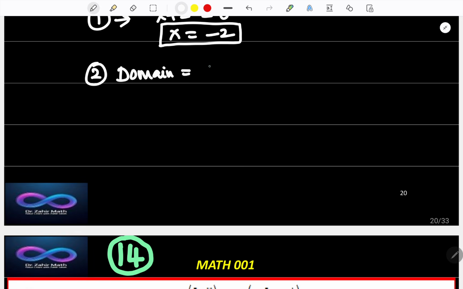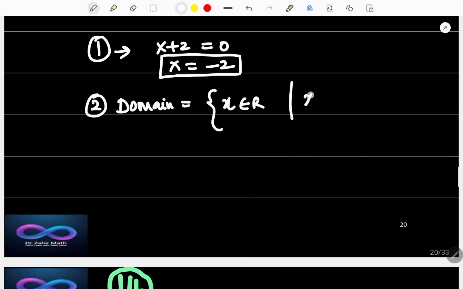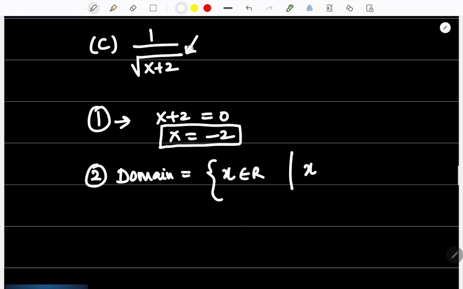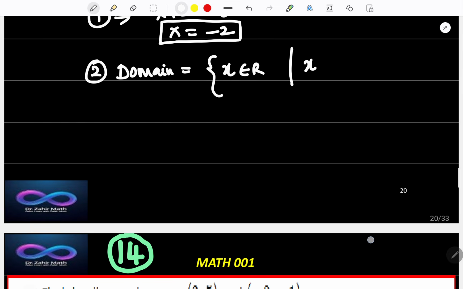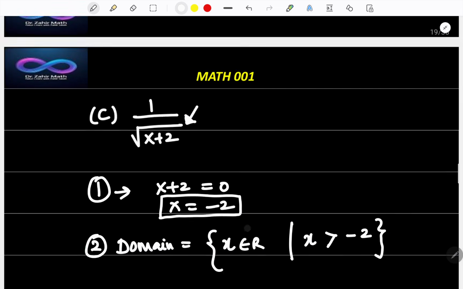So domain is equal to what? The set of all x belongs to R such that x, look here, there is a square root in the denominator. If there is a square root in the denominator, you just put only more than this number, negative 2. This is domain. I think 3 methods.